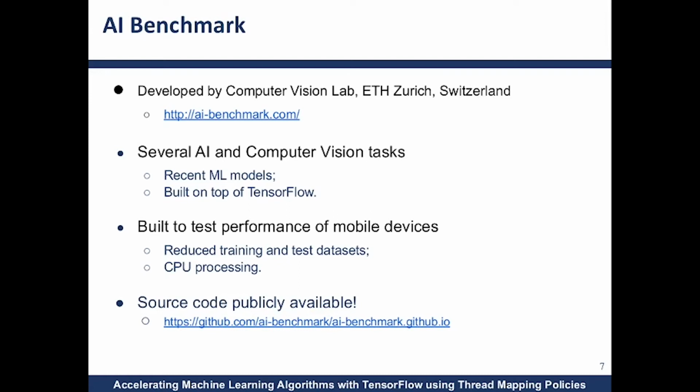And this benchmark was initially built to test performance of machine learning on mobile devices. And this means that we have reduced training and test data sets. So the processing of the models and the algorithms takes less time, which is good. Sometimes machine learning algorithms take either hours or days to process, and this also enables CPU-only processing of these models and algorithms.